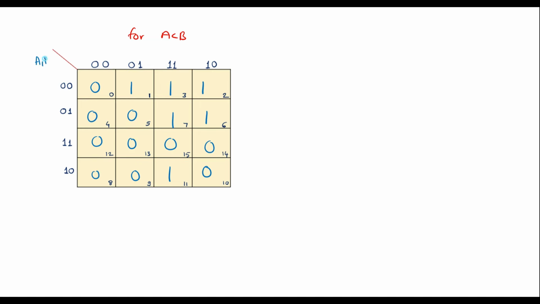Here the variables are the same, that is A1, A0 and B1, B0. Let me simplify this. Here these 1, 1, 1, 1, I can make a quad. The common term here is B1 and A1 bar, that is A1 bar B1. Here this one and this one I can make a pair. The common term here is B naught, so it is A1 bar, A naught bar, and B naught.